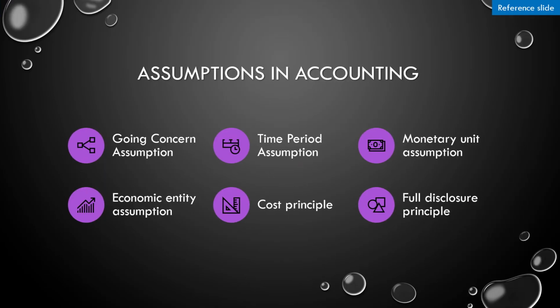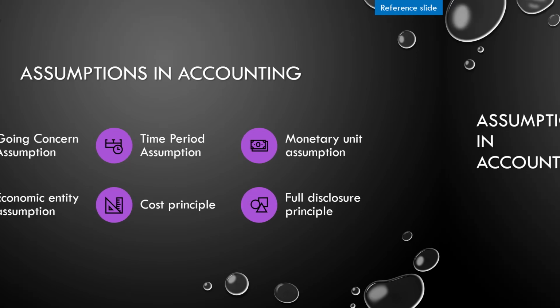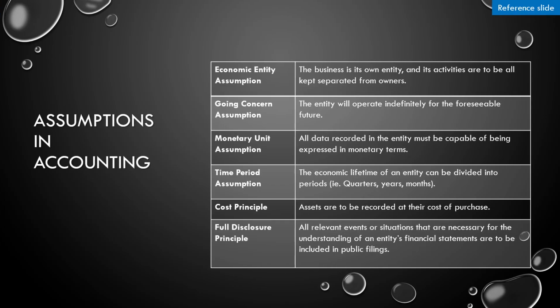These are the 6 main assumptions in financial accounting. The first being economic entity assumption. This says that the business is its own entity and its activities are to be kept separate from owners. The second assumption is the going concern assumption. This assumes that all entities will operate indefinitely for the foreseeable future.